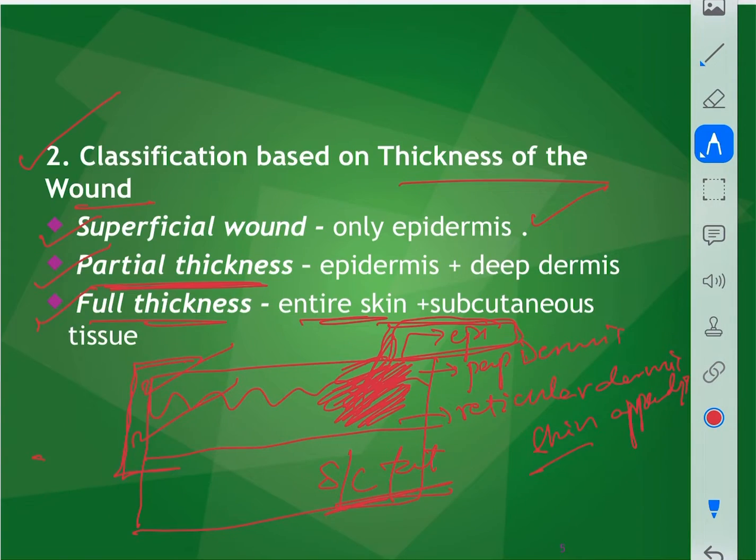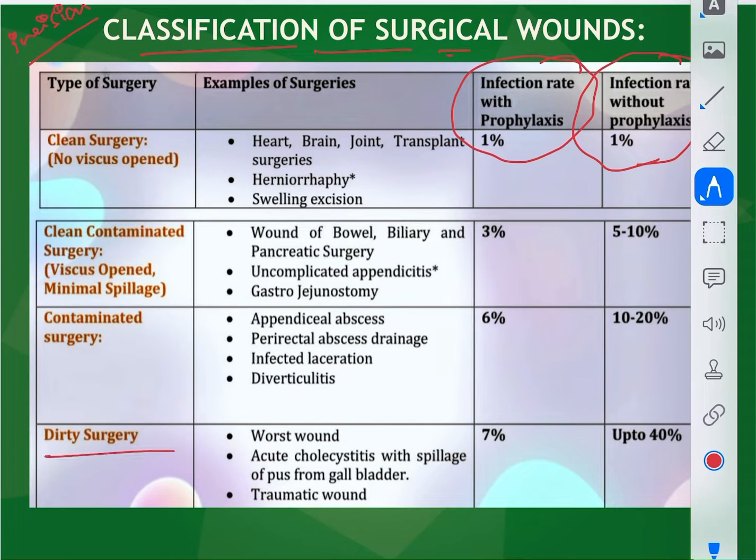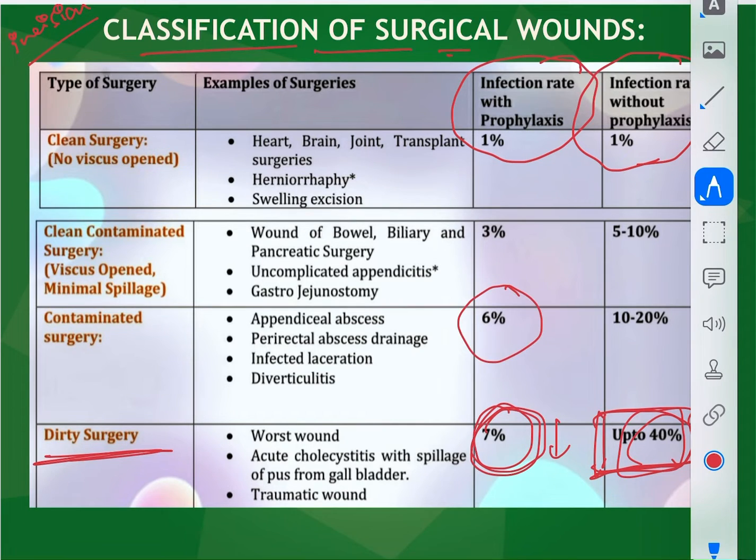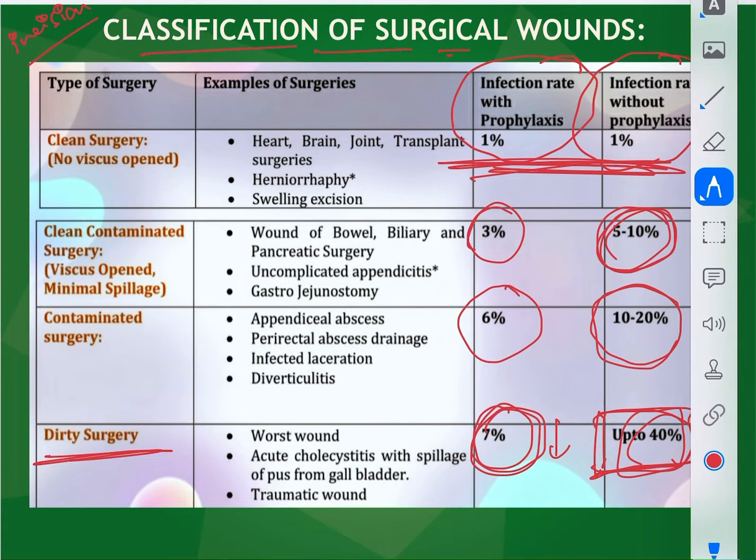Definitely in a dirty surgery, if you do not give antibiotics, the chances of the wound getting infected is 40%. Okay, with antibiotic prophylaxis, the chance comes down to 7%, right? In contaminated surgery, with prophylaxis it is 6%, without prophylaxis it is 10 to 20%. In clean contaminated surgery it is 3%, and without prophylaxis it is 5 to 10%, 1% each in case of clean surgery. Okay, have you understood so much clearly?